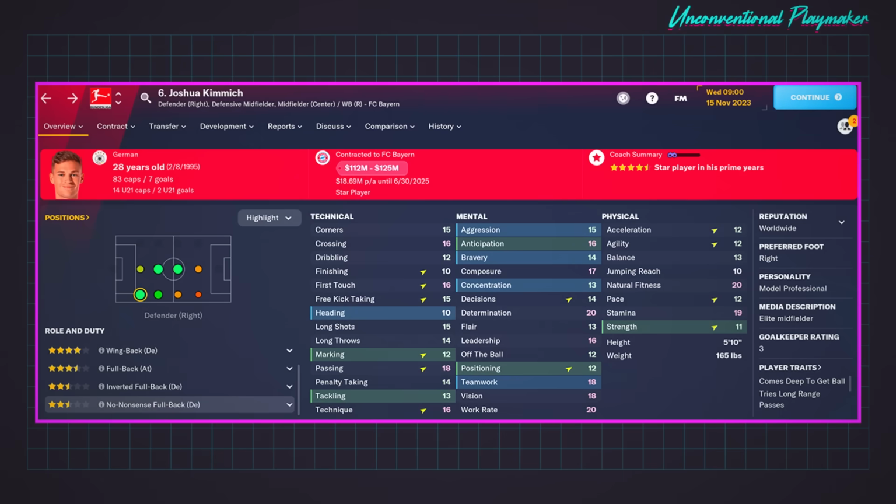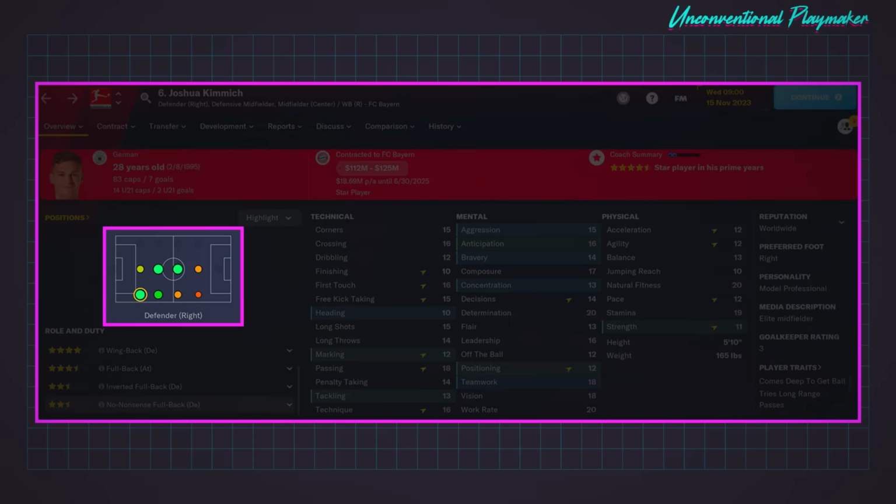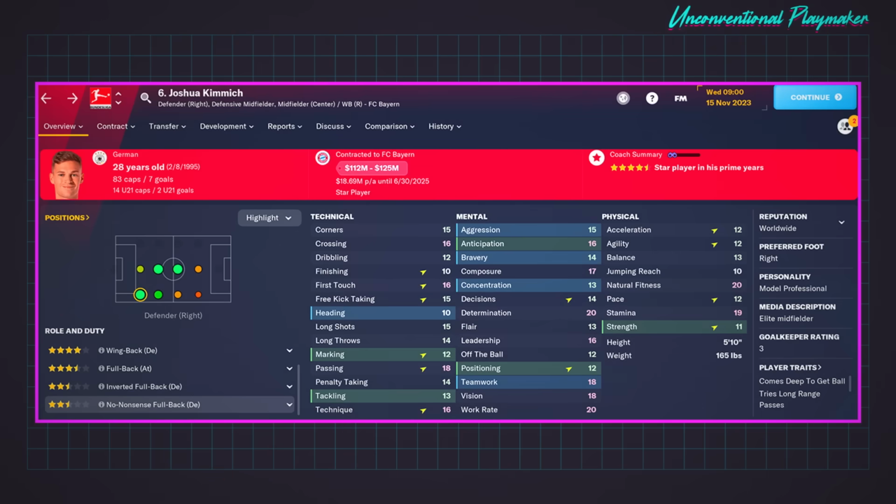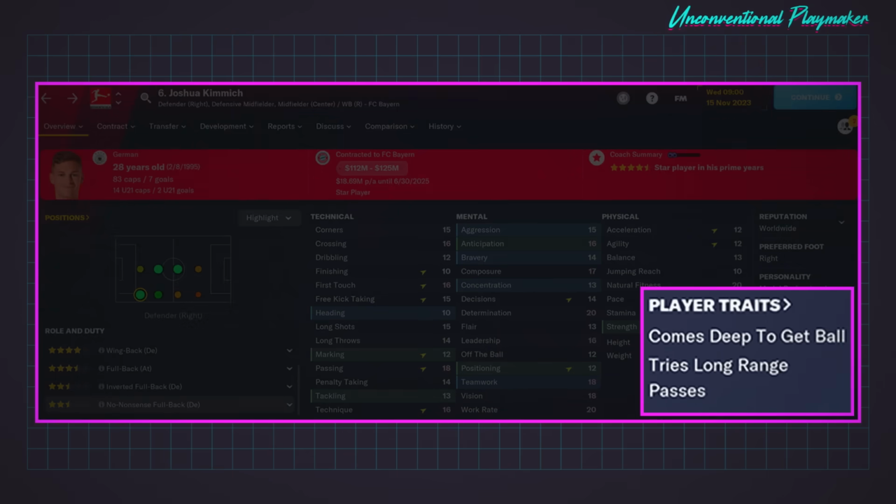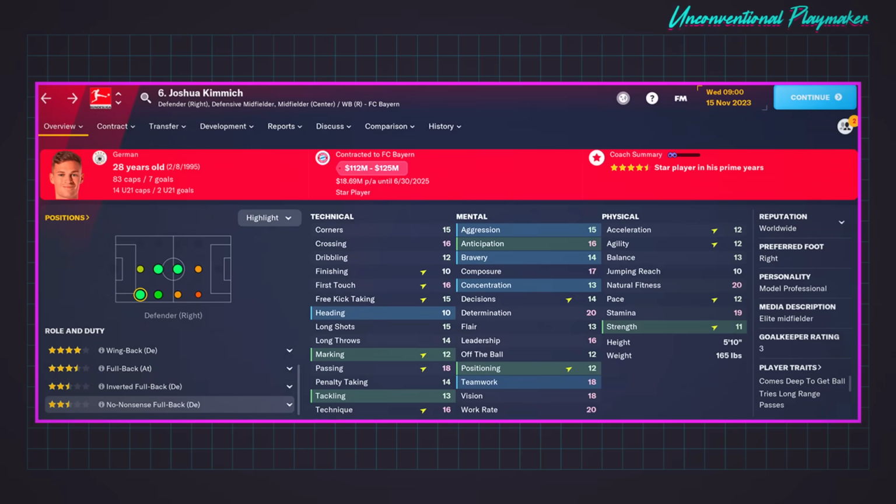For our player, you'll have to excuse the idea of using a top club, but I chose Joshua Kimmich at Bayern Munich. I picked him because he's one of the top playmakers in the world, and I know that he can play the right fullback position. He also has the fun trait of tries long-range passes. So, the experiment is about using him as a playmaking fullback using the no-nonsense fullback role.